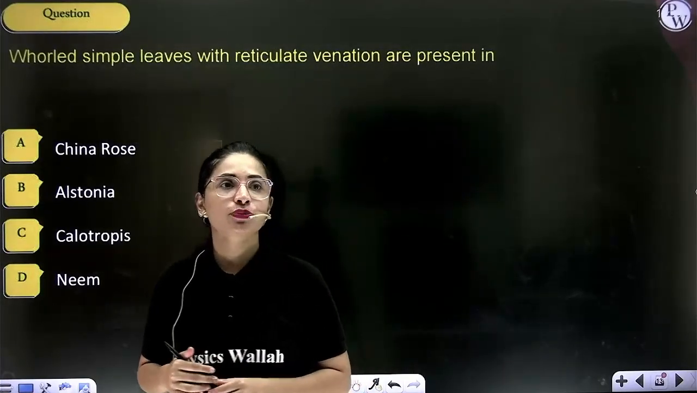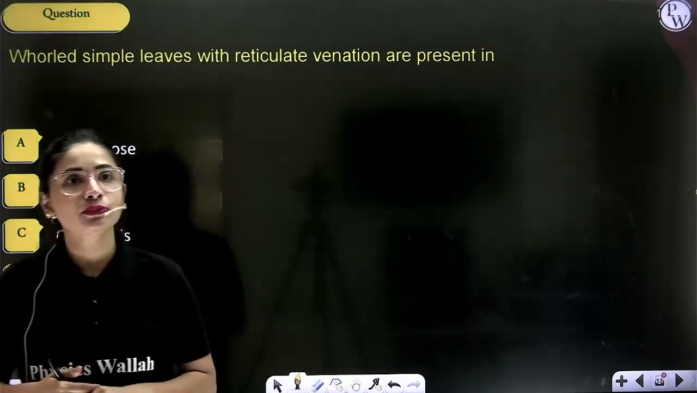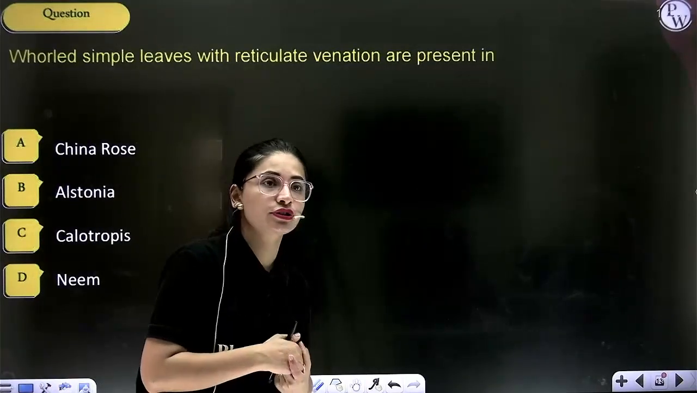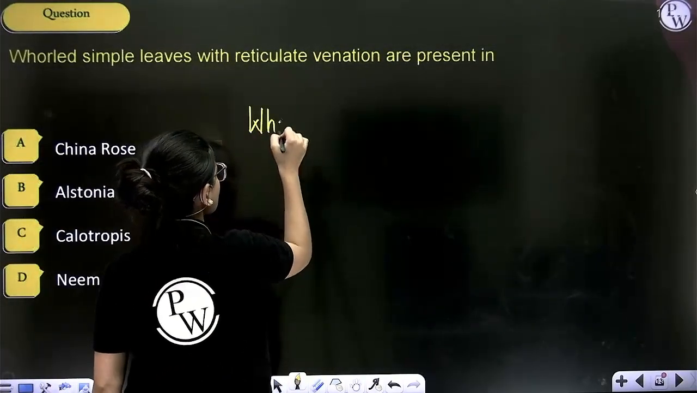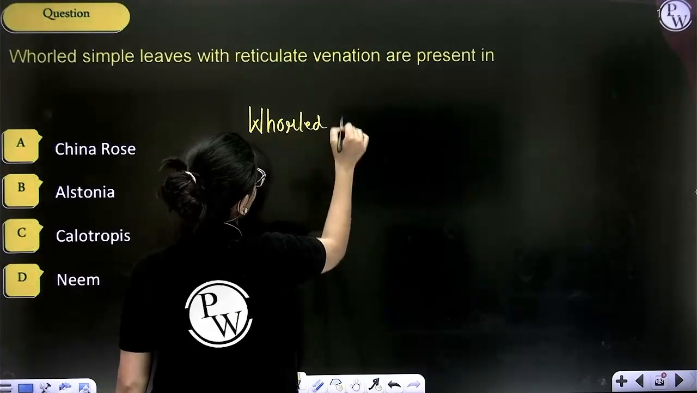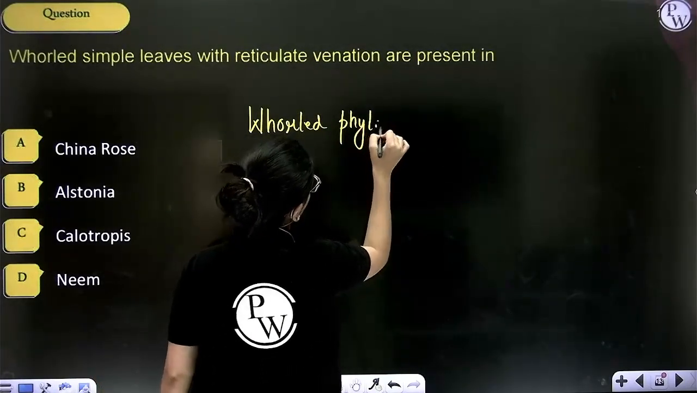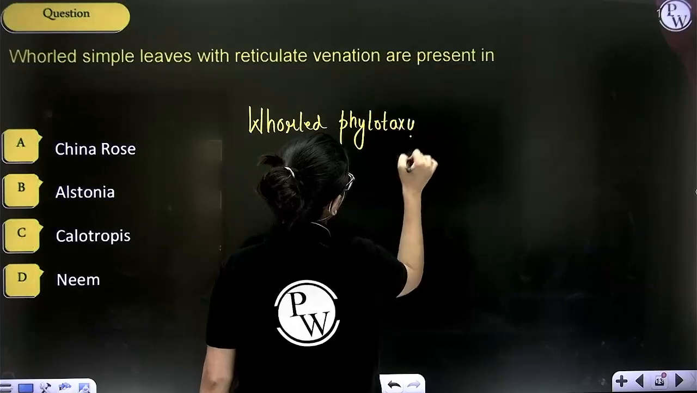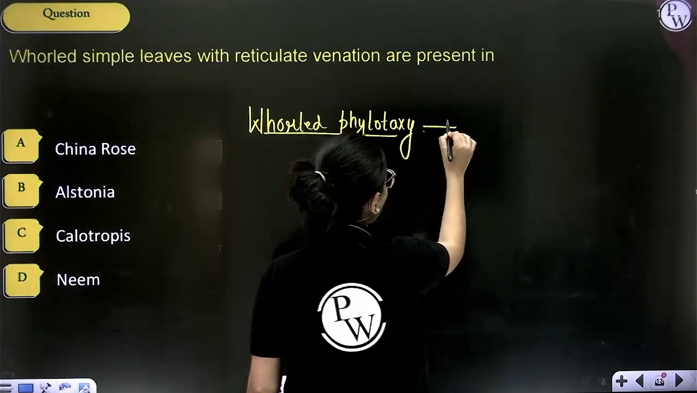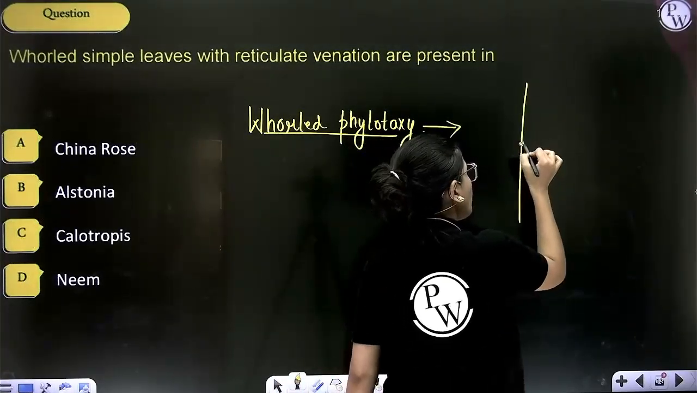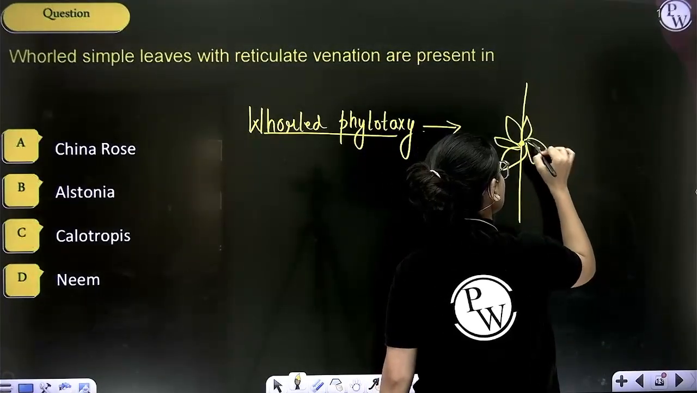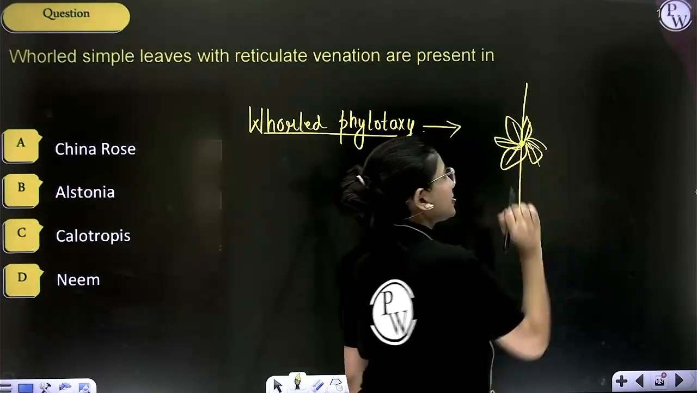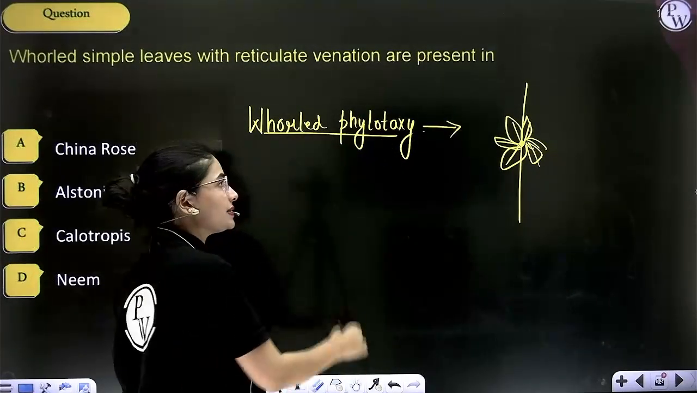Okay. Next question. Whorled simple leaves with reticulate venation is a feature of. So first of all, whorled means we are talking with respect to phyllotaxy. Now what is whorled phyllotaxy? When from one node many leaves arise and they are arranged in this manner. This is whorled phyllotaxy.